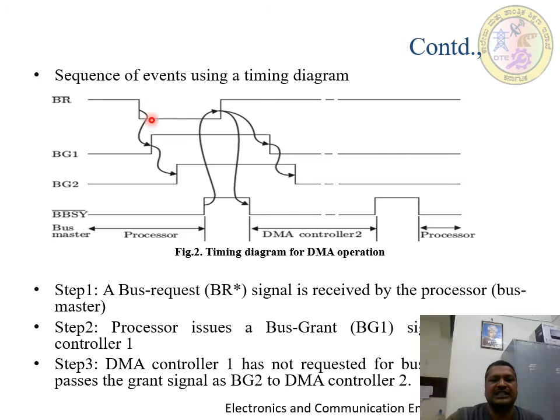What are the events? First is the bus request. Afterwards, when it reaches the processor, bus grant is generated by the processor. If there are many devices, it may go like this: bus grant 1, bus grant 2. If any device is using the bus, it will send out the bus busy signal. Then it becomes the bus master.